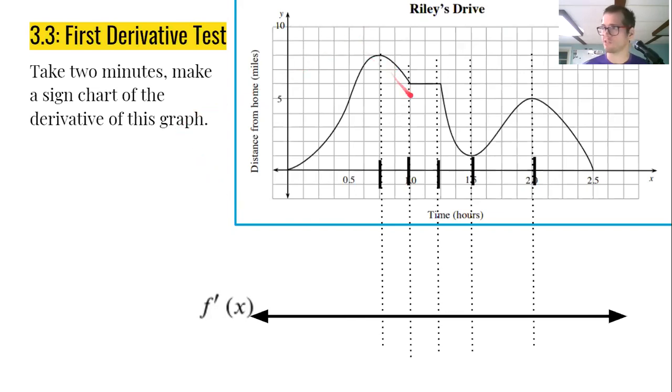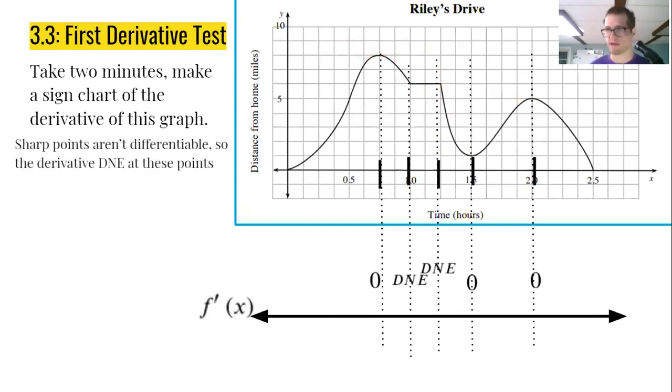So I have, let's see, 1, 2, 3, 4, 5 places. Of those 5 places, 3 of them are 0, right? Horizontal line, horizontal line, horizontal line. These two, at this point and this point, I tried to get this one to match up better, and it just didn't want to work. Those both don't exist because they're sharp points. They're not differentiable at sharp points. And here's your reminder of that. Again, it's not differentiable because it doesn't smoothly go to something else.